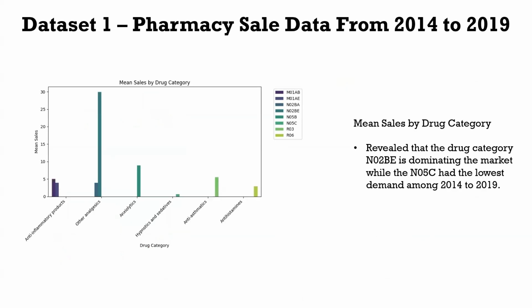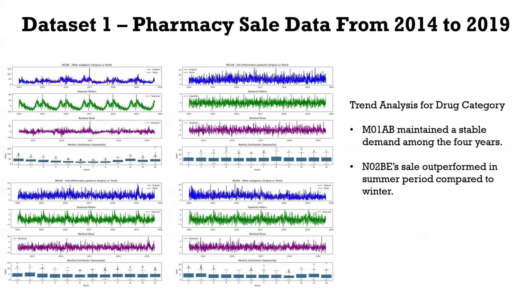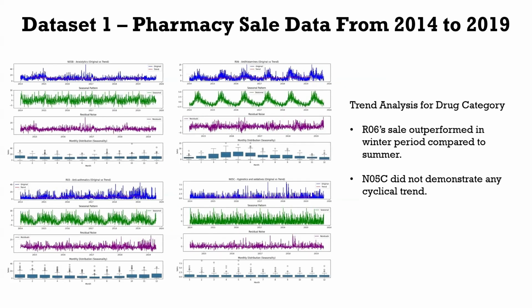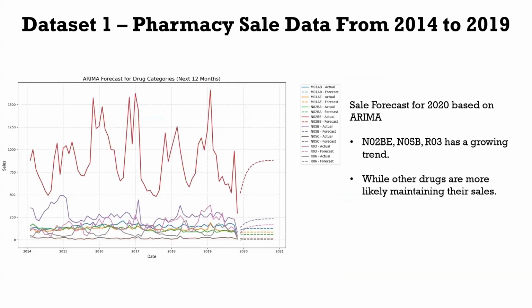Then we tried to do more comprehensive numerical analysis to know the exact value of those insights. After that, we performed a more specific trend analysis for those drugs, and we discovered their periodicity or stability among weeks or months. For instance, the category of M01AB maintained a stable demand across the 4 years, while the category of R06 seemed to outperform in winter compared to summer. Finally, we used ARIMA to forecast the sales for different drugs in the following years.